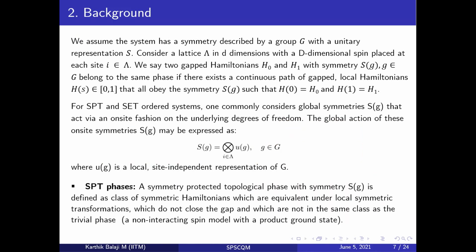Now we assume that a system has symmetry described by a group G, with unitary representation S. And consider a lattice lambda in d dimensions with a capital D dimensional spin placed at each site i belonging to lambda, each site of the lattice. We say two gapped Hamiltonians with symmetry S of G belong to the same phase if there exists a continuous path of gapped local Hamiltonians from H0 to H1 that all obey the symmetry S of G.